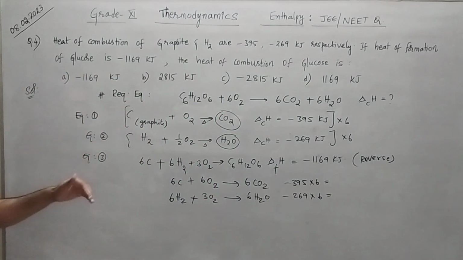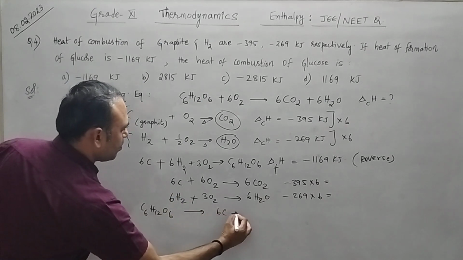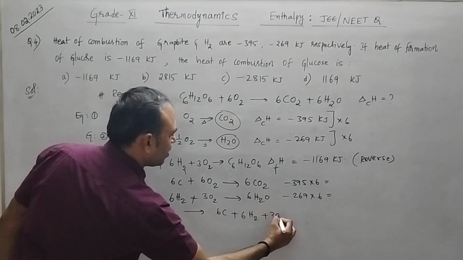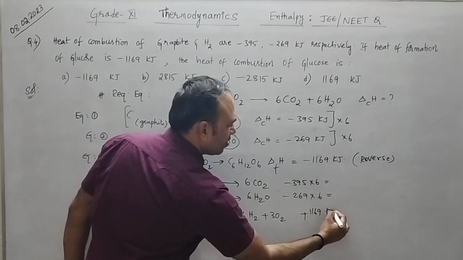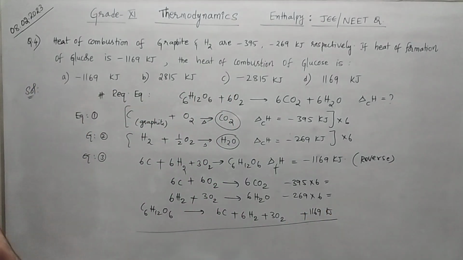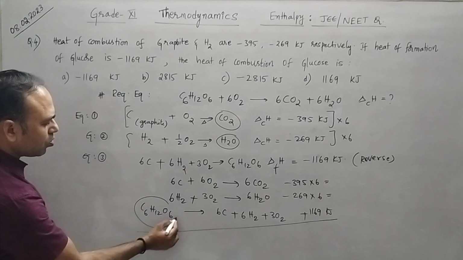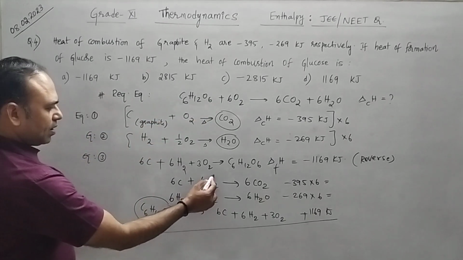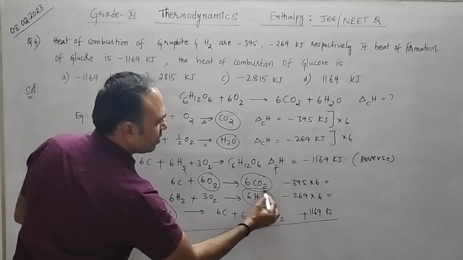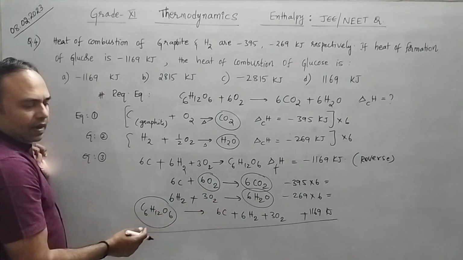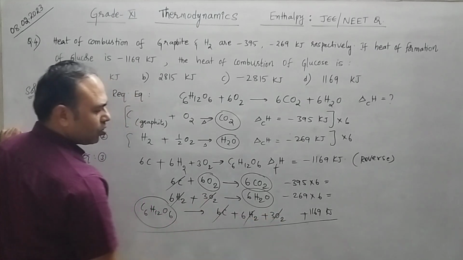Now equation 3 you reverse this. C6H12O6 gives 6C plus 6H2 plus 3O2. Because we have minus, on reversing it will become plus 1169 kilojoules. Next, follow the same method. This is the required equation. So circle glucose, 6O2, circle 6O2. Next, on the product side you circle 6CO2 and 6H2O. Automatically the other elements get cancelled out, 6C, 6H2 and 3O2. Hope you have understood this.